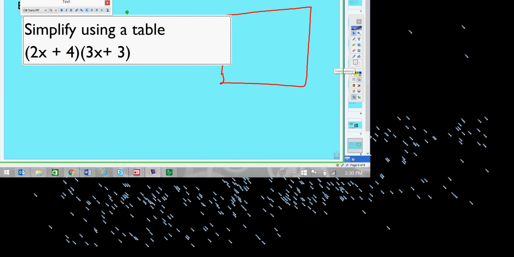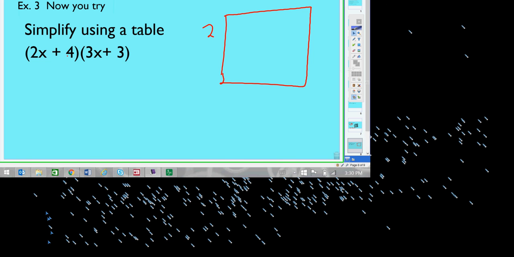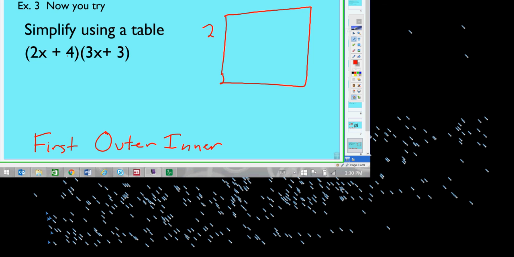There's this thing called FOIL, and it stands for 4 things. FOIL stands for first, outer, inner, and last. And this only works with 2 binomials. And actually, it's the distributive property. It's the same thing we've been doing, but when you hear the word FOIL, all they mean is to take the first terms and multiply them.